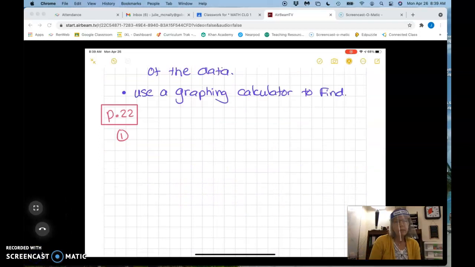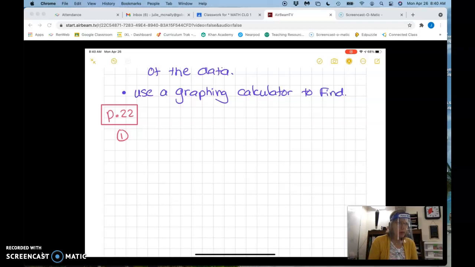Okay, so we're on page 22 in the book, and you need to look at the book for these questions. We're going to do some examples because there's a scatter plot that we're going to use to answer these questions. So the scatter plot is the above average temperatures and rainy days each month. The left side is the rainy days, and the bottom are the above average temperatures.